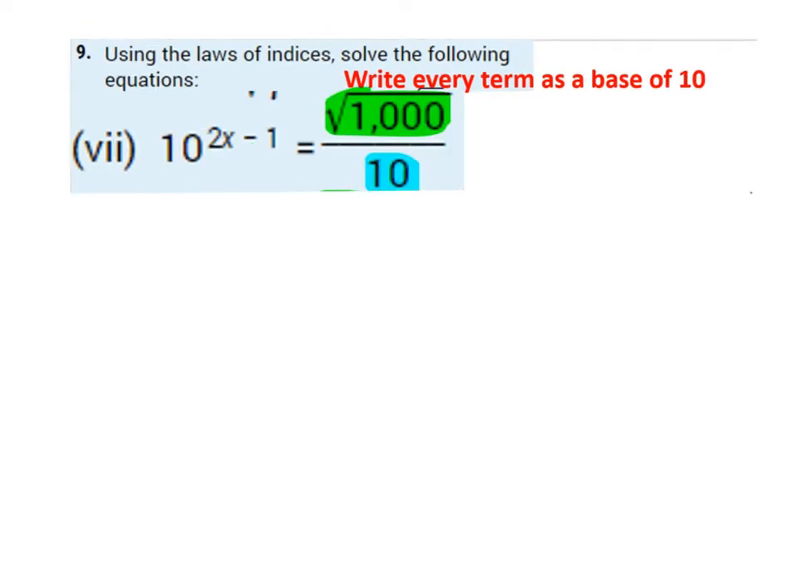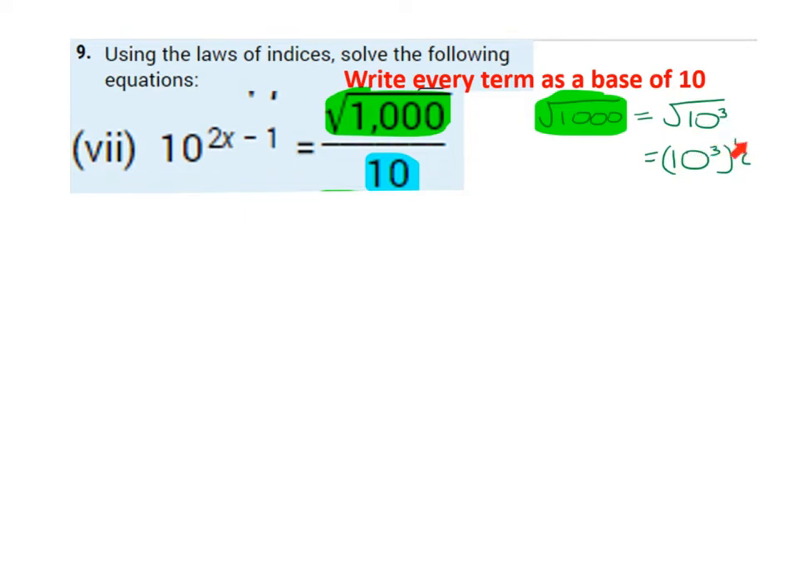Next, solve. 10 to the power of 2x minus 1 is equal to the square root of 1,000 all over 10. So we're going to write every term as a base of 10. So let's start off with the square root of 1,000. 1,000 is the same thing as 10 to the power of 3. So the square root of 1,000 is going to be the square root of 10 to the power of 3. And the square root of anything is that thing raised to a power of a half. So we have 10 cubed raised to the power of a half.